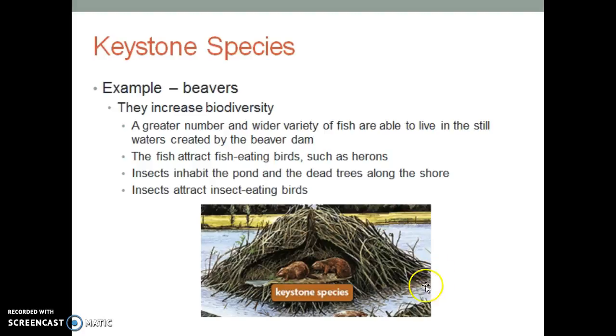As a result of all those fish being there, that's going to attract birds that eat those fish. So we'll attract more life as a result of having this life. An example of birds that feed on fish are herons.